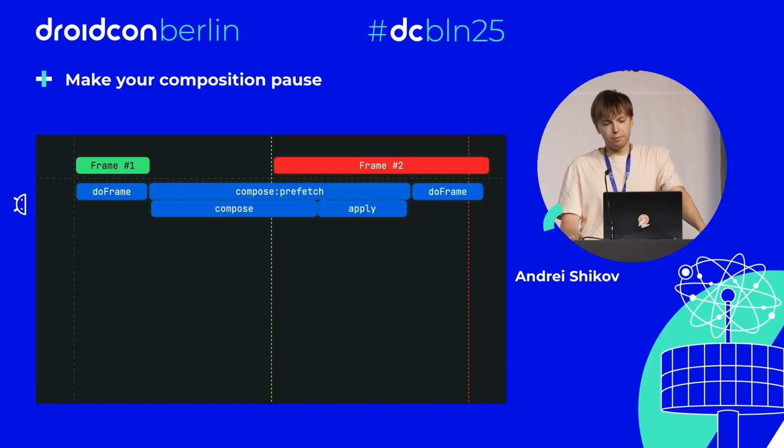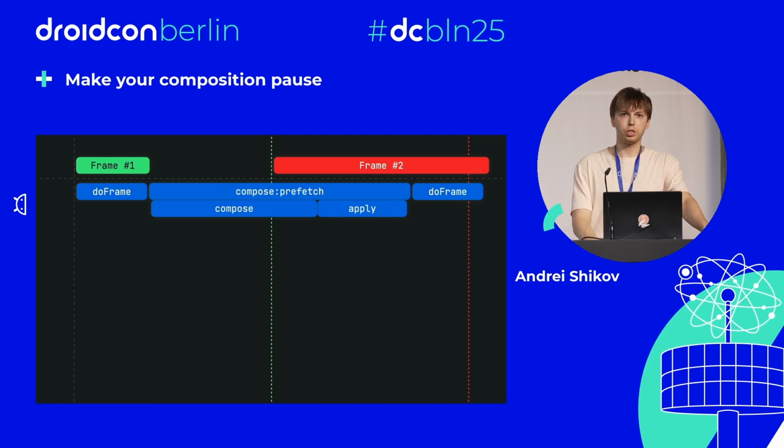But the problem with that is, even if you try to compose an item ahead of time, you can maybe let some frames draw incorrectly. You can see the first frame here met the deadline, everything's fine, but the second frame was delayed by this uninterruptible prefetch process. So what do we do with this now?